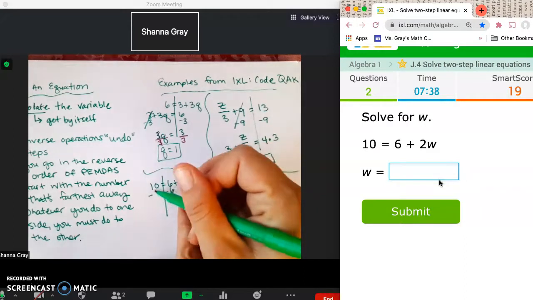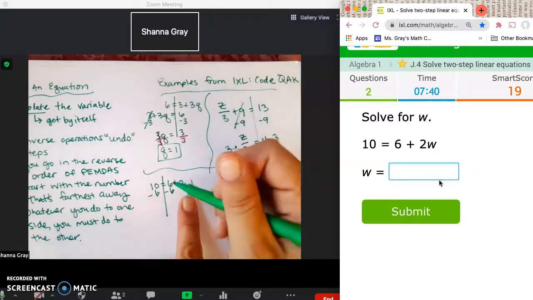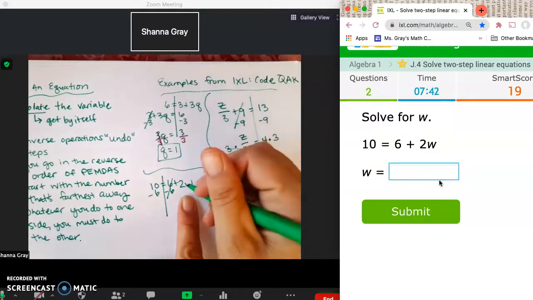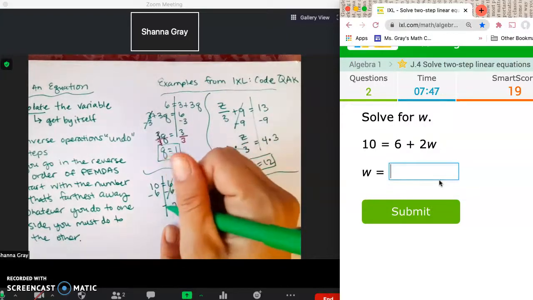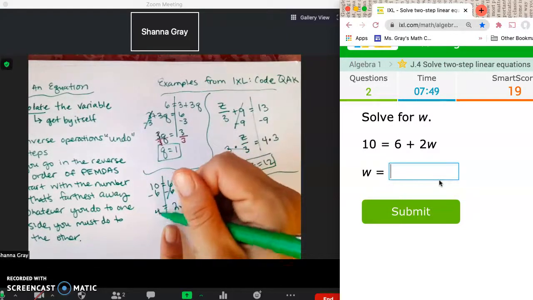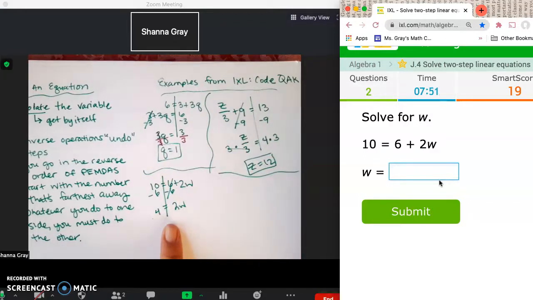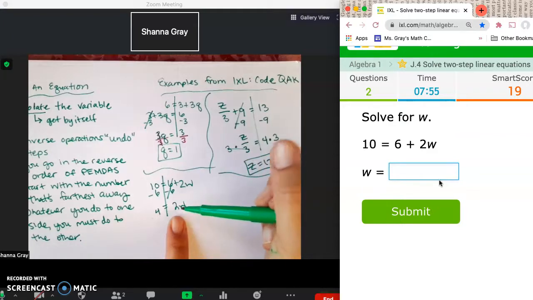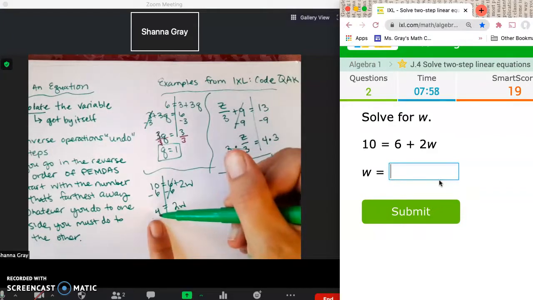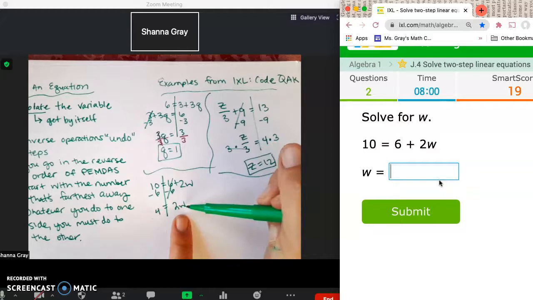Since that's a positive 6 here, I'm going to subtract 6. And whatever I do to one side, I have to do to the other. So 6 minus 6 goes away. This side leaves me with 2W. And then if I subtract 10 minus 6 here, I get 4. And so hopefully if you're trying to solve this like a sentence, 2 times what equals 4? So this would have to be 2 times 2 equals 4.